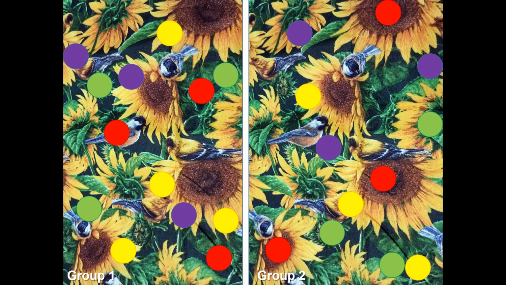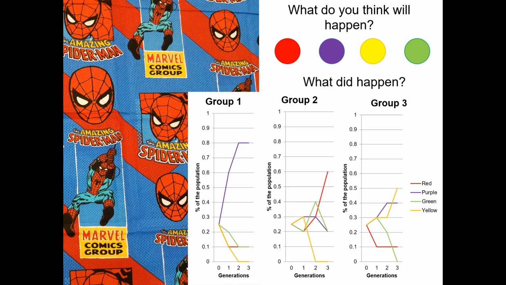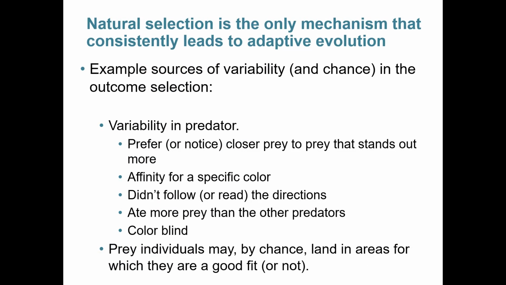Let's think about another example. If we look at the Spider-Man environment here, we might expect that purple and red are going to be advantageous. And in fact, we can find that all three colors under different circumstances that we see here, purple, red, and yellow, have some kind of advantage, and that green is pretty consistently least advantaged. However, exactly what's going to happen again is due to a lot of chance. Why is there variability in which color is going to be advantageous? Well, a lot of it has to do with variability in predators themselves and also this idea of chance.